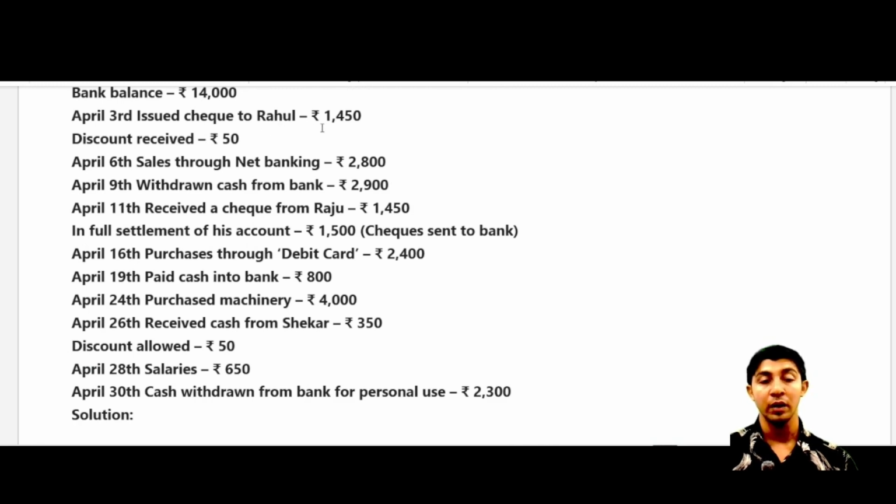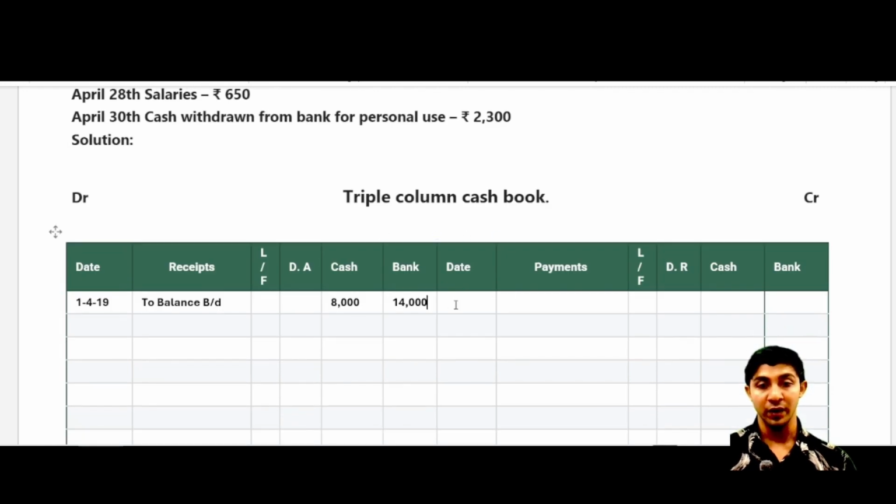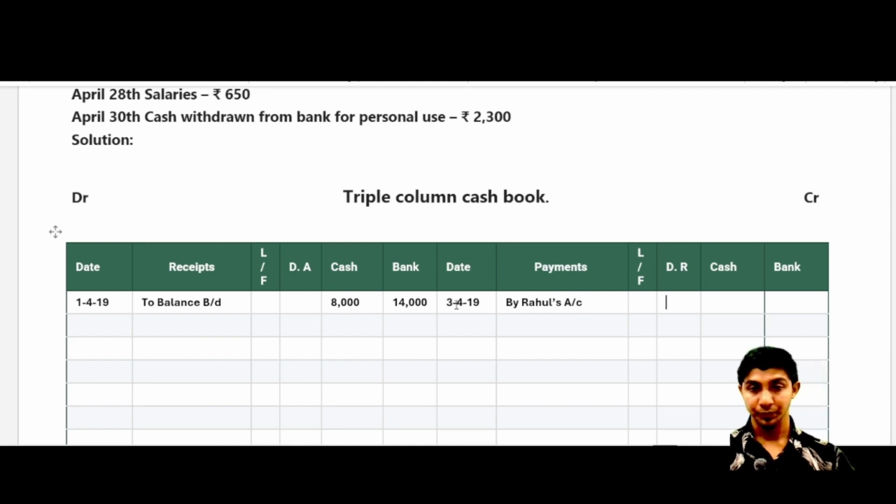Issued check to Rahul 1,450. Discount is 50. सो इशूड मीन्स आप चेक लिख के दे रहे हैं तो हमारे बैंक अकाउंट में से पैसे डिडक्ट होते, पैसे जा रहे हैं, पैसे गए तो क्रेडिट साइड, पेमेंट साइड रिकॉर्ड करना है. द डेट इज 3rd April 2019 एंड हियर वी विल राइट बाय, किसको दिया आप चेक? राहुल को. राहुल्स अकाउंट, द डिस्काउंट इज 50 एंड द अमाउंट ऑफ चेक इज 1,450.